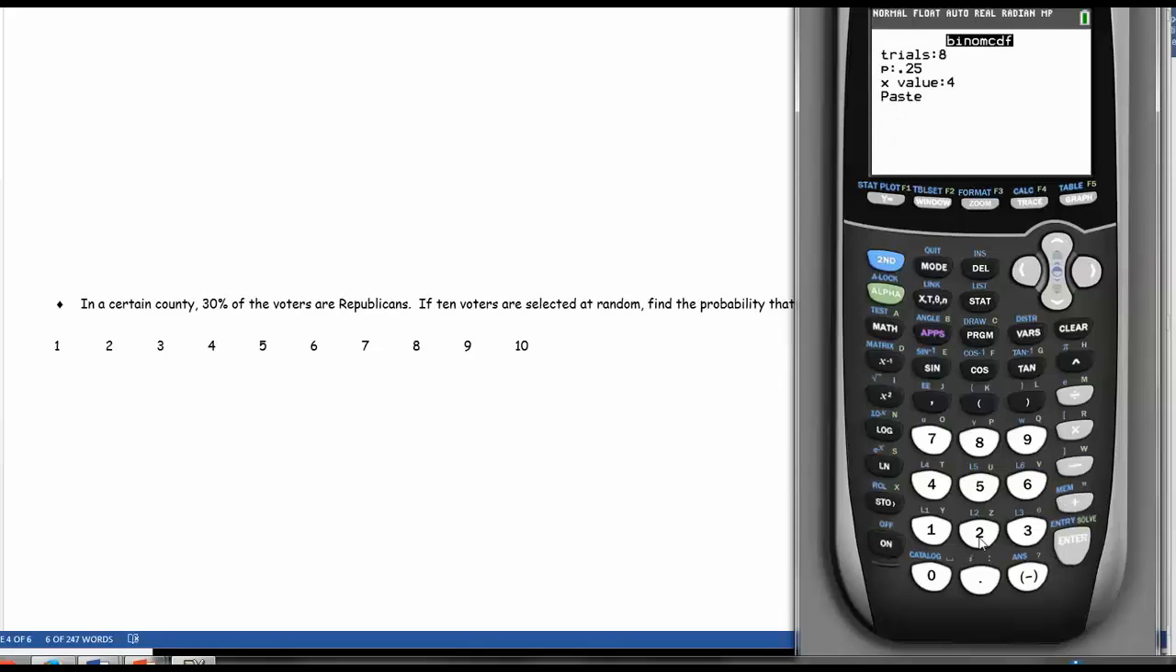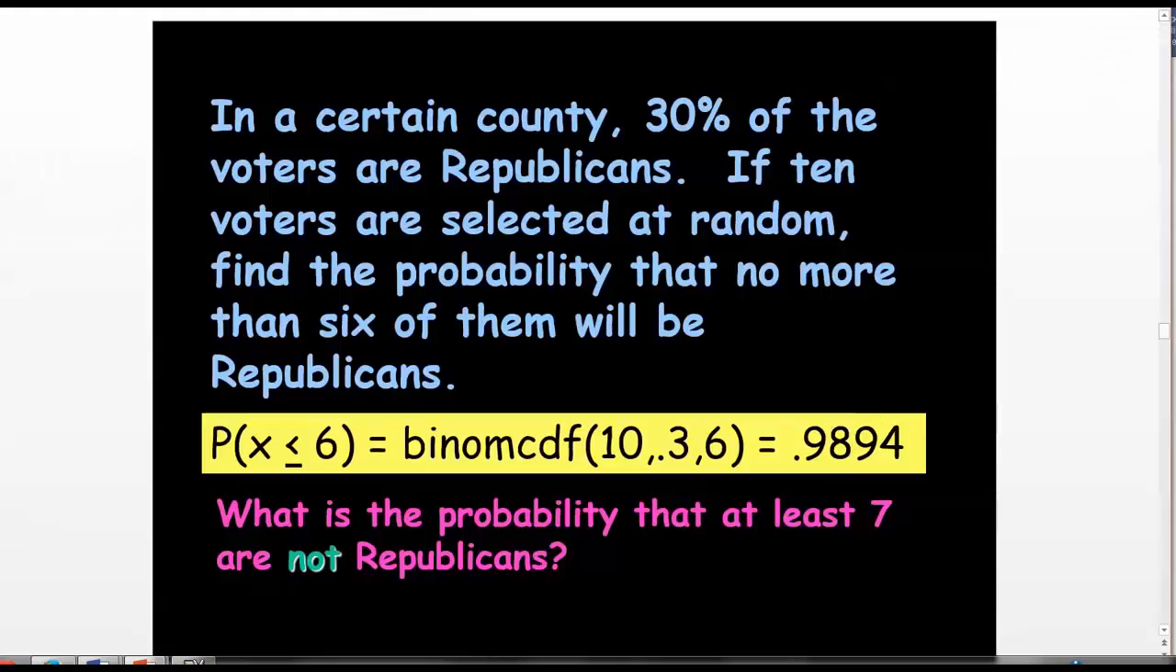Okay, so number of trials would be 10. Probability of success is 0.3. And then I want 6. And this will give me anything 6 and less will count. And the probability there is 0.989.